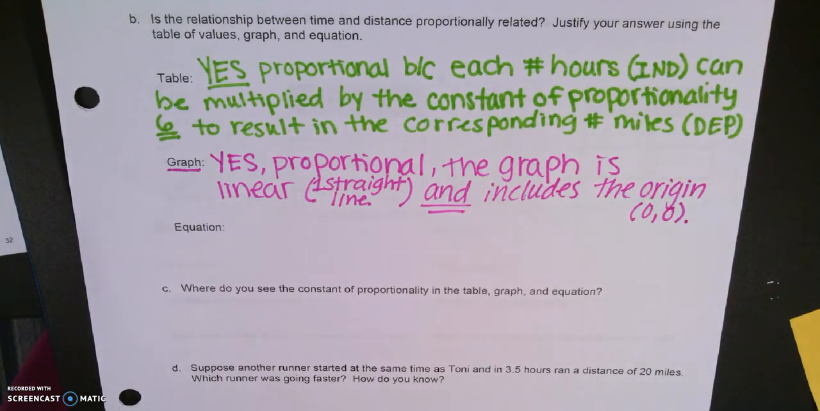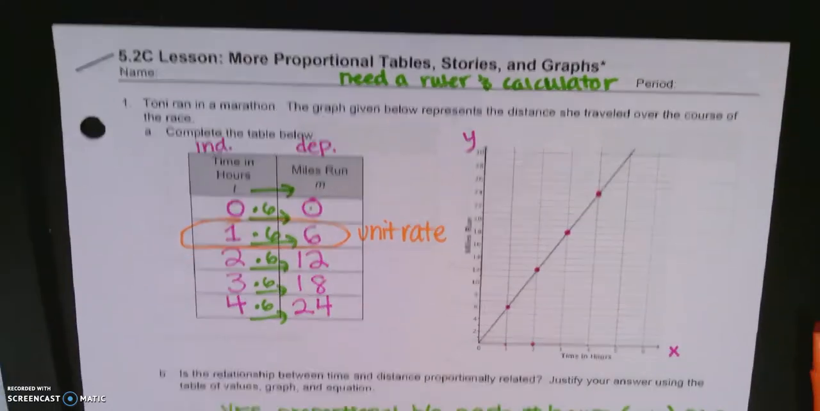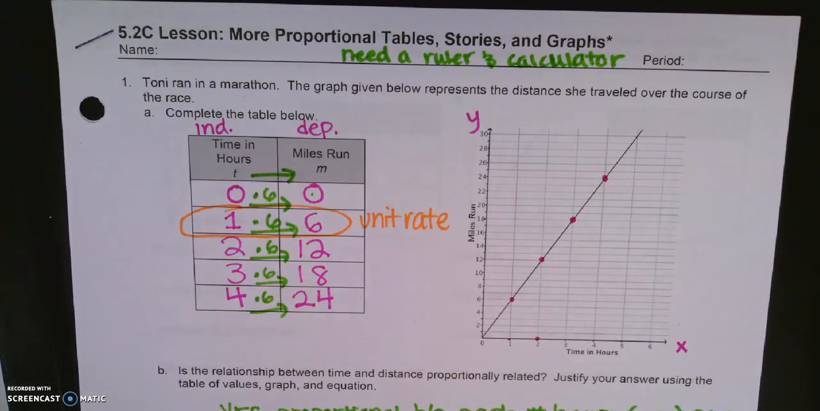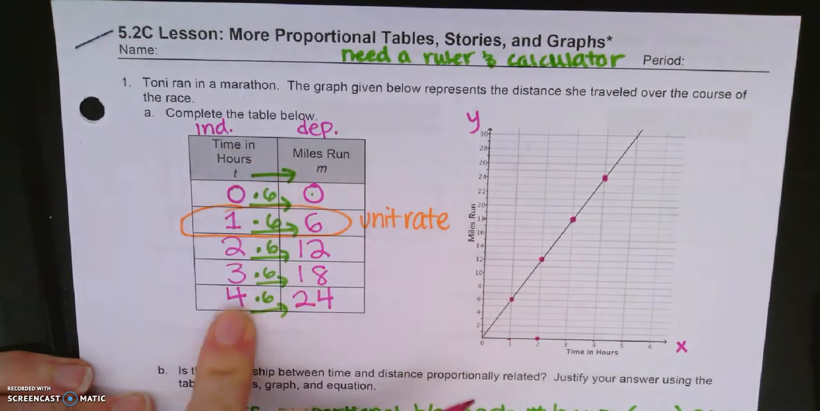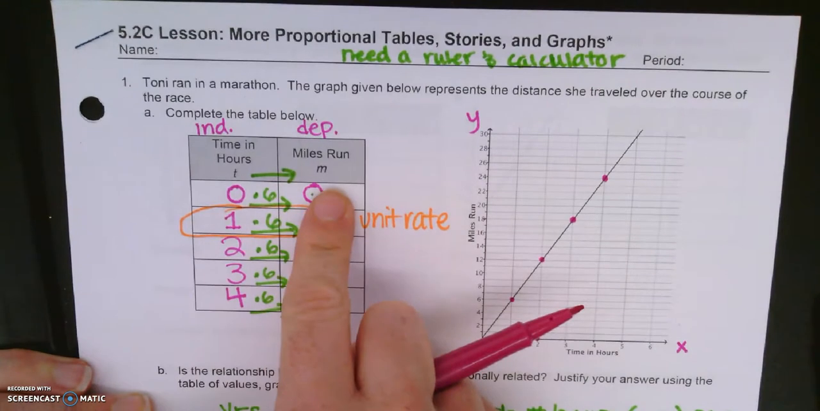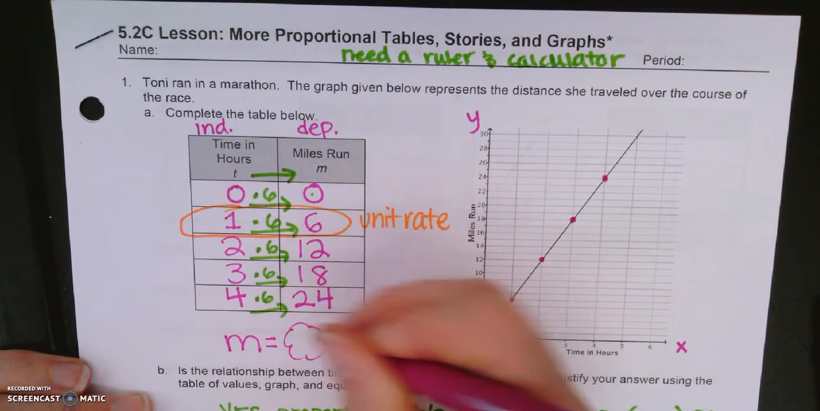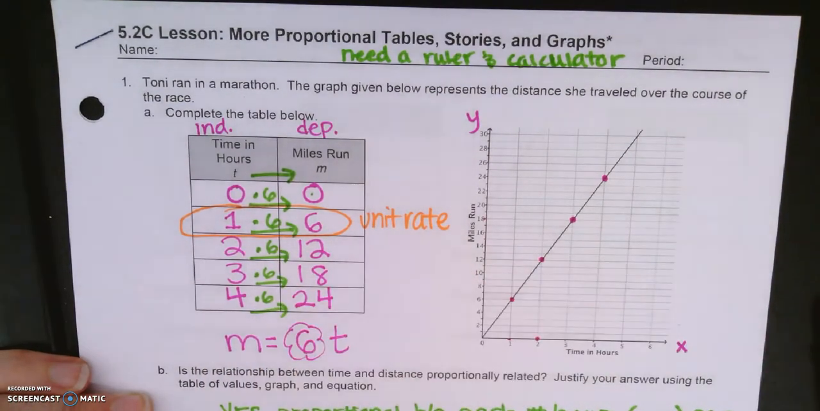So now let's think about the equation. If I was going to write an equation for this relationship, well, we have m, let's go back up to our table, m as the number of miles ran and t is the number of hours. So remember, our equation for a proportional relationship is always y equals something, because we're doing something to the independent to get the dependent. So our equation is going to be m equals, and we're going to multiply some number times t. So what are we always doing to t to get to m? Multiply. Oh, we're multiplying by 6.